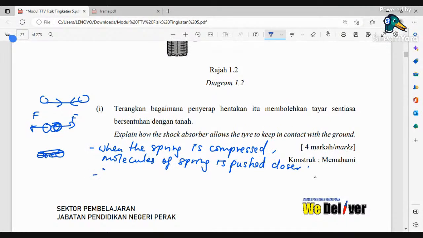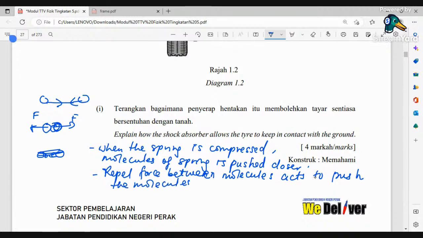The repel force between molecules acts to push the molecules back to original position. Okay.